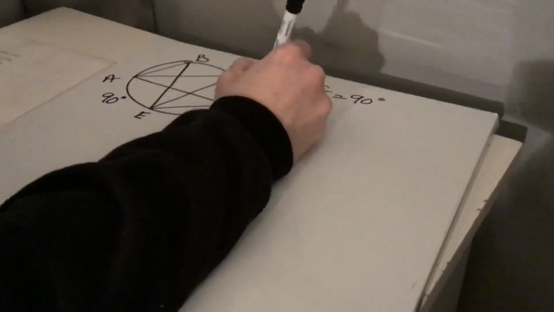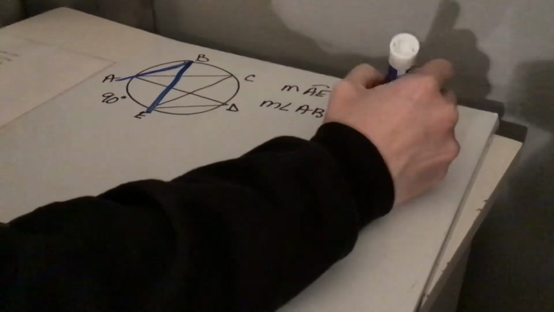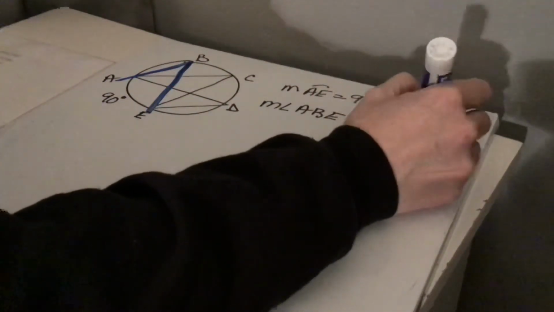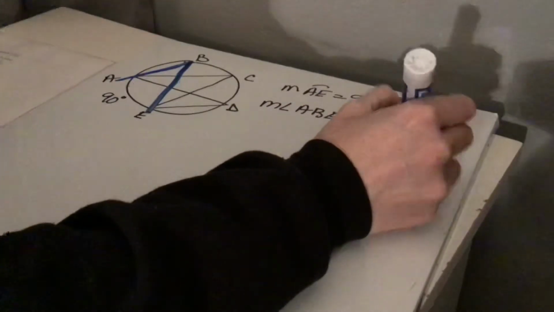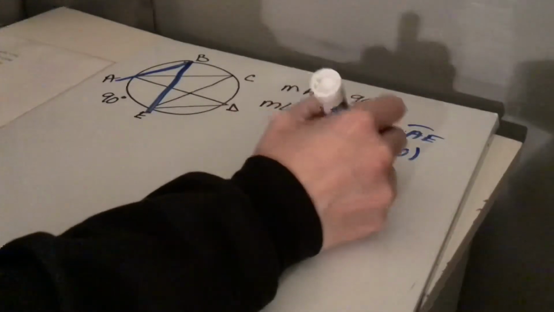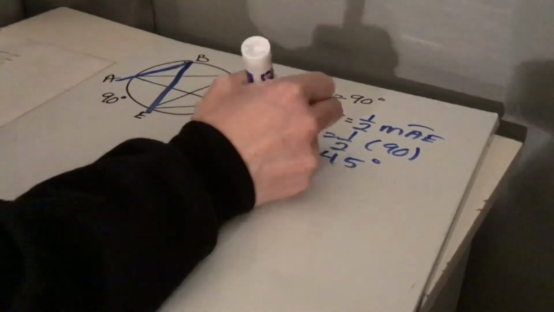So we want to find the measure of angle ABE. Okay, well let's see where angle ABE is. So here's A to B to E. So the angle is half the arc. So that would be half of 90 degrees, which is 45 degrees. That's the measure of angle ABE.